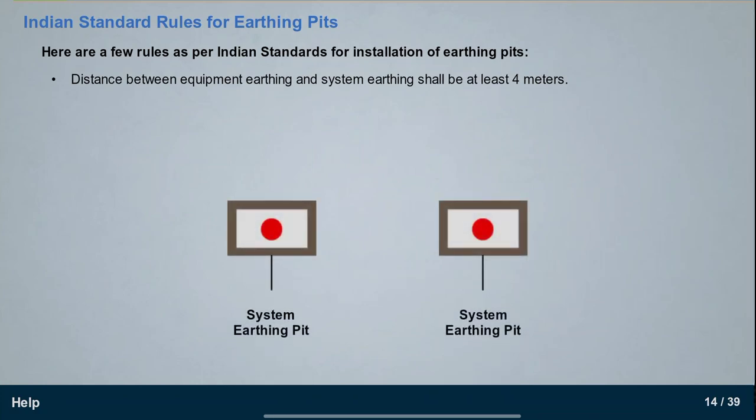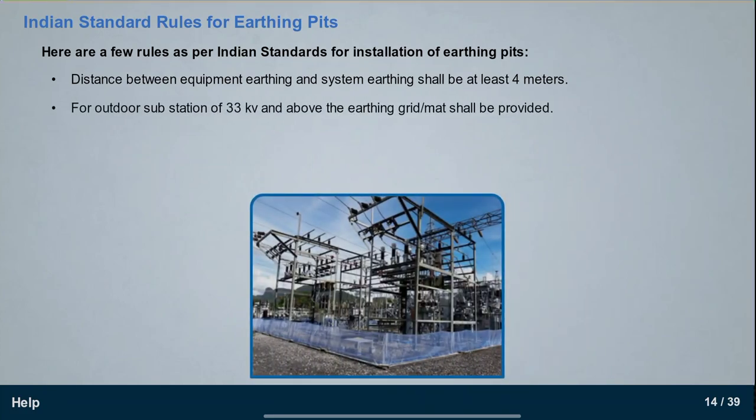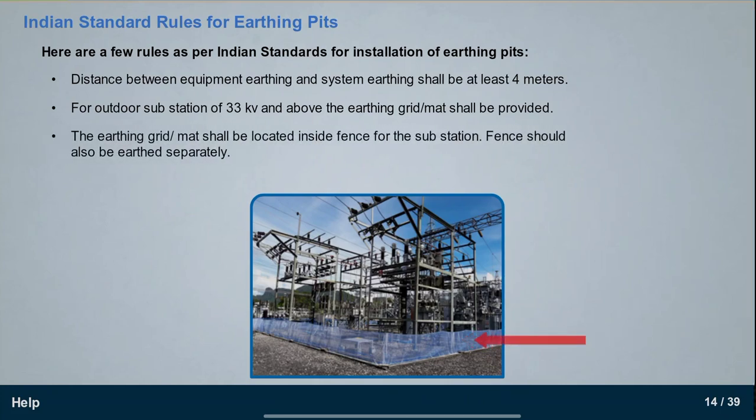Similarly, the distance between two similar pits, for example, two equipment earthing pits or two system earthing pits, should be 2 meters. For an outdoor substation of 33 kV and above, the earthing grid or mat shall be provided. The earthing grid or mat shall be located inside the fence for the substation.